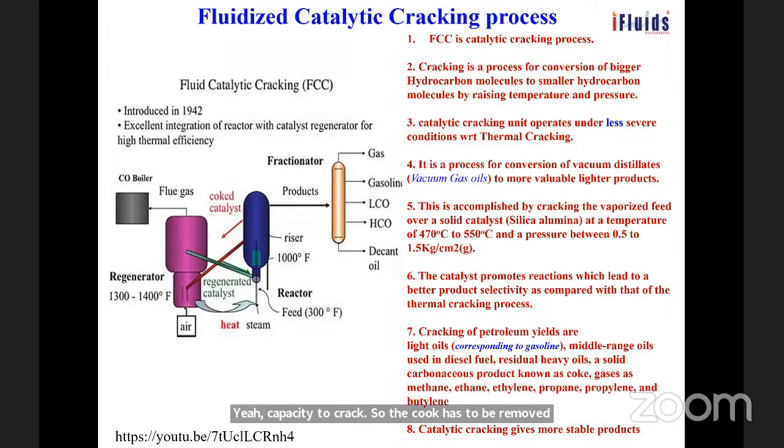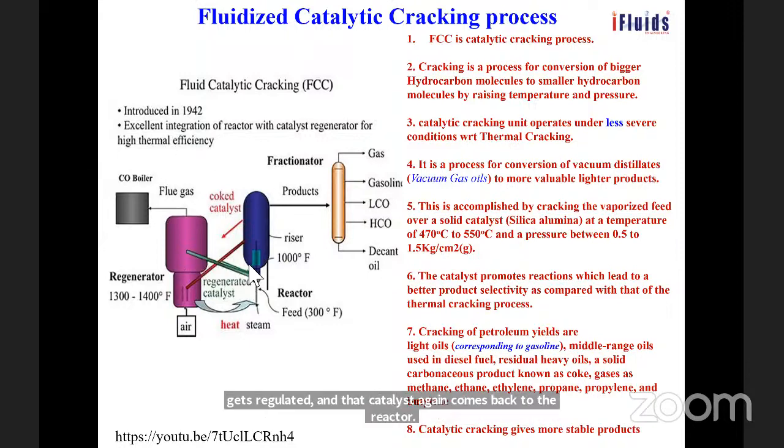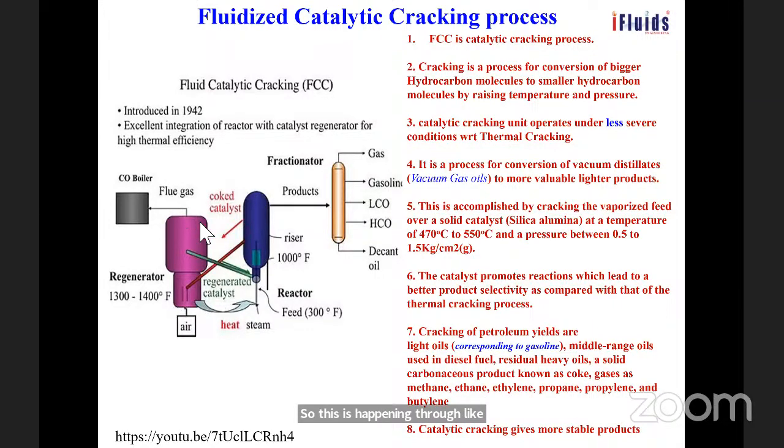How is it done? It is heated in the regenerator in the presence of air. So the coke gets converted into carbon dioxide or carbon monoxide, and the catalyst gets rejuvenated, and that catalyst again comes back to the reactor. So this circulation is happening like this. This is the reactor, the blue one, and the pink one is the regenerator. These two are connected by means of lines having slide valves. This is very important. The slide valves are the ones which segregate the reactor from the regenerator.